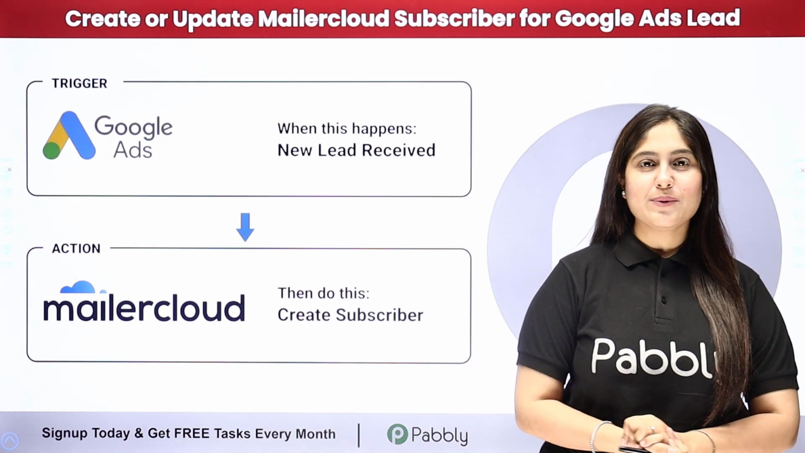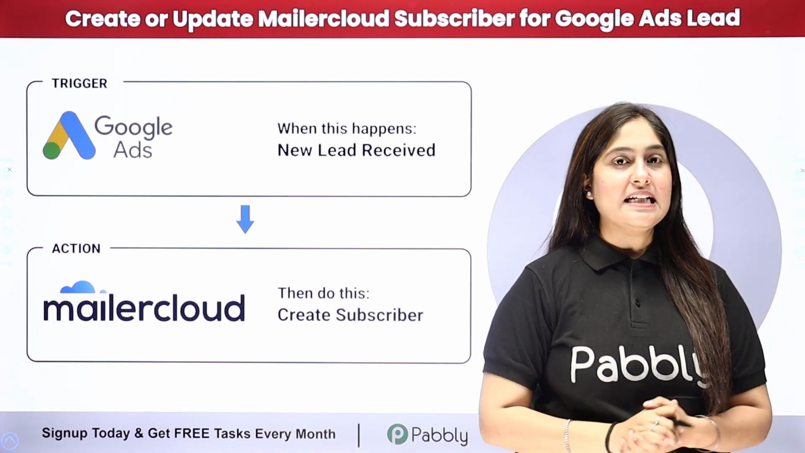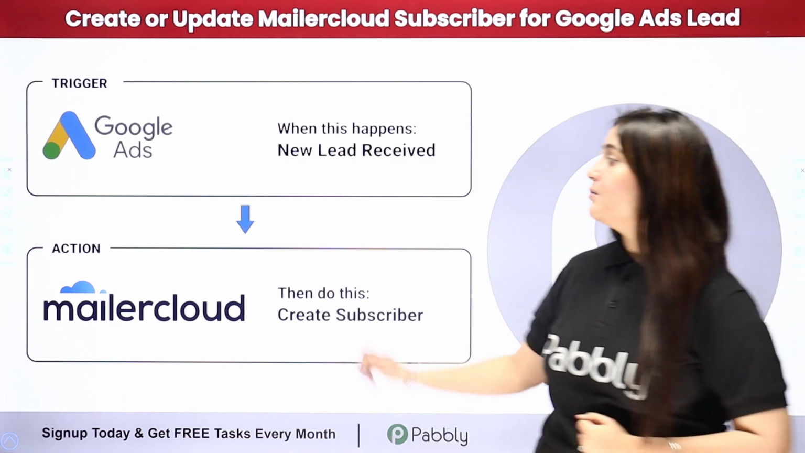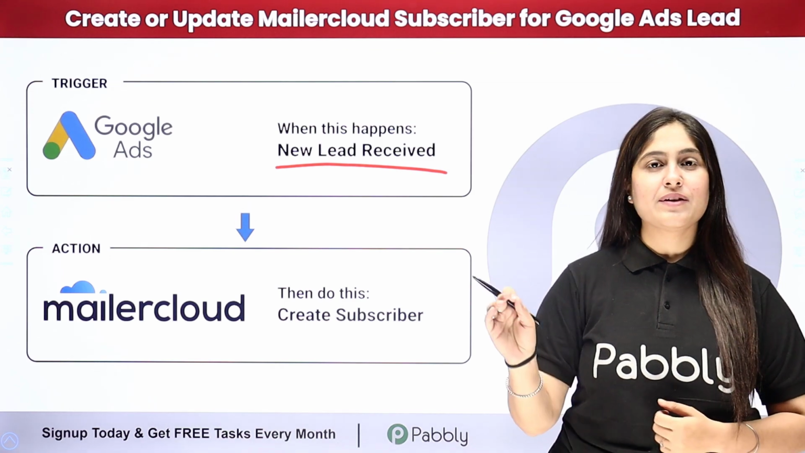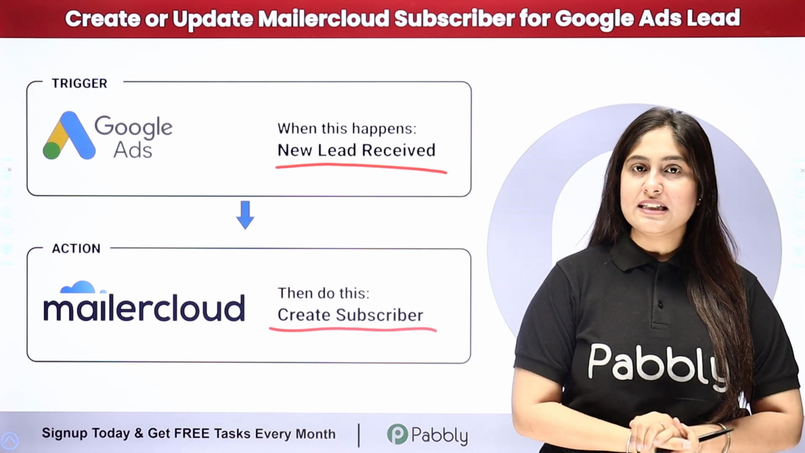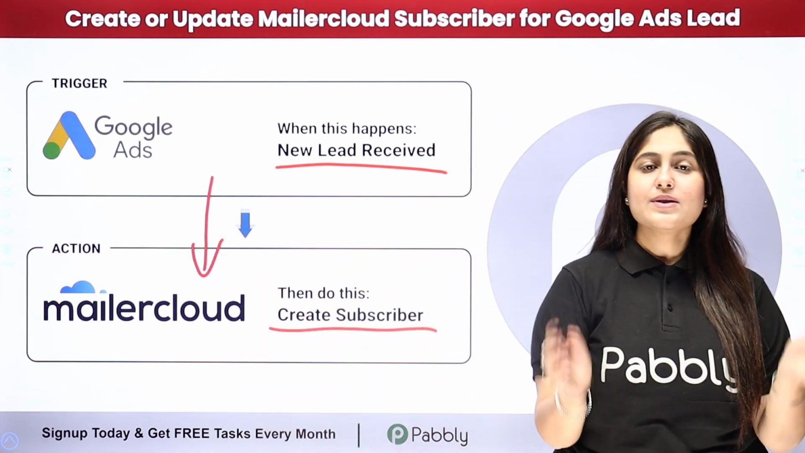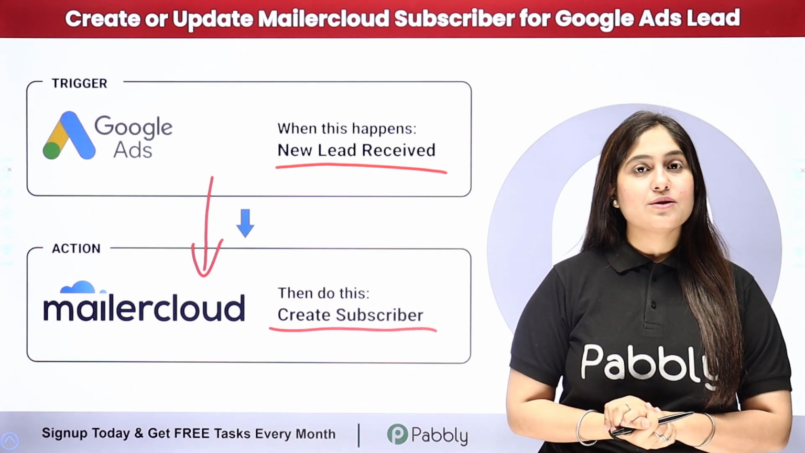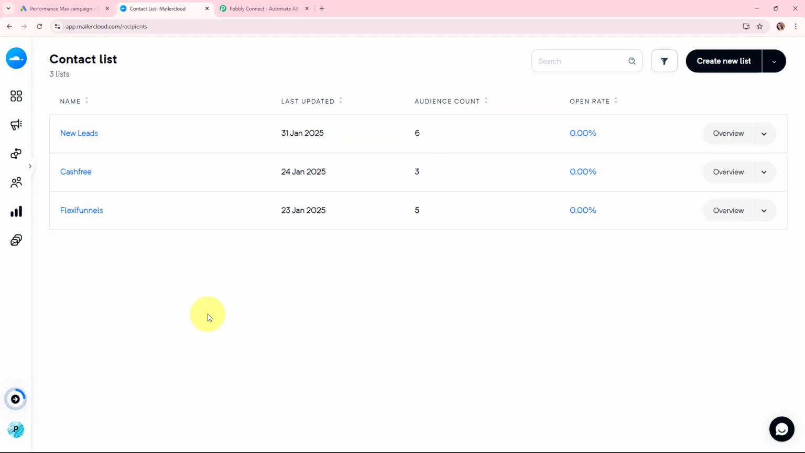In this video, we are going to understand how to create or update Mailercloud subscriber for Google Ads lead. So I'm running a Google ad for my business, and here my objective is that whenever I receive a new lead through my Google ad, then automatically the lead received should be created as a new subscriber in my Mailercloud account. So now here to automate the entire process, I need to connect my Google Ads account with my Mailercloud account using an automation software named Pabbly Connect. So to see the working of this automation and to learn this process step by step, let me take you to my screen.